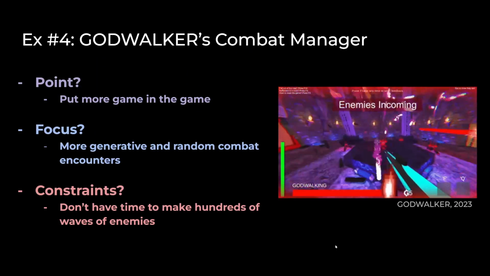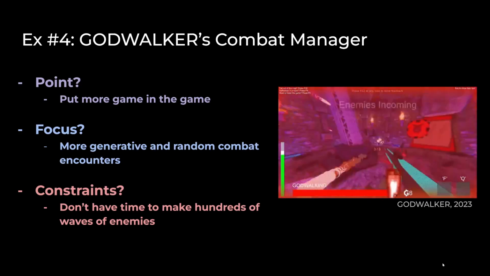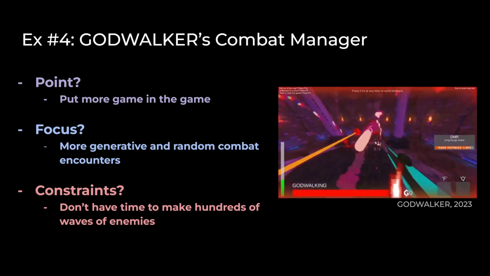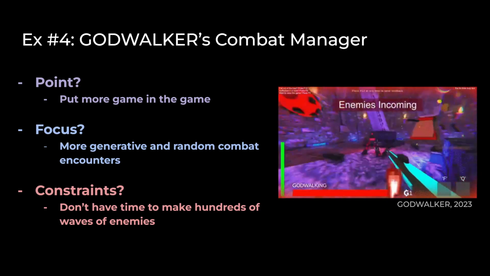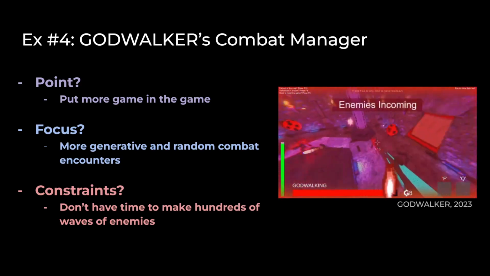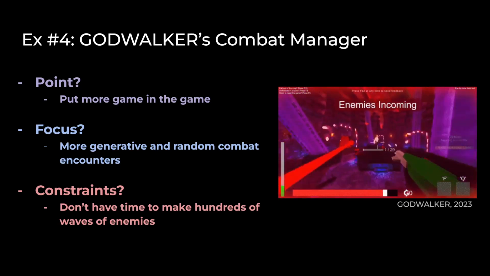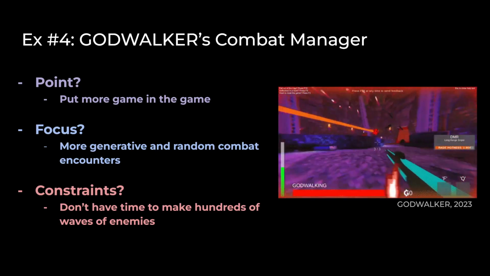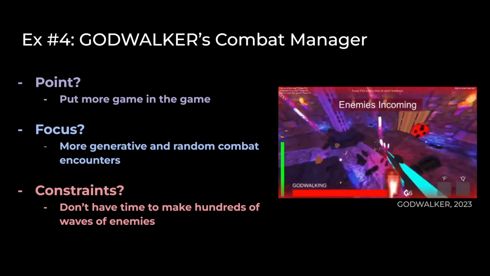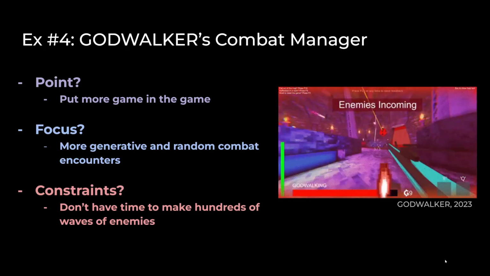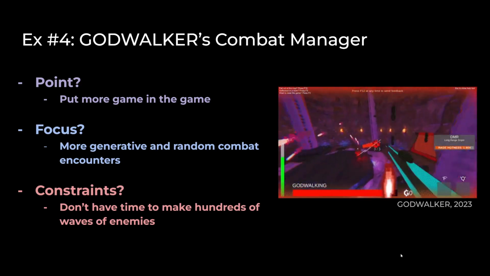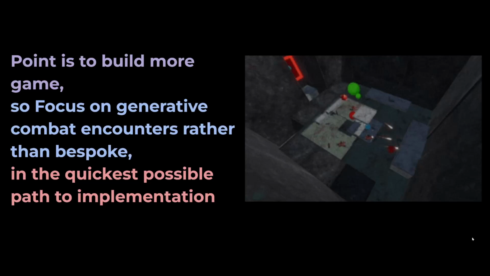So we're going to talk about, I believe this is the last example, the combat manager that I worked on, which was a thing that I built because I wanted to put more game in my game, but I didn't have time to make a bunch of combat encounters, right? I needed a way to make a lot of levels because it's a roguelike, and I needed a way to drop a bunch of enemies into those levels so that I could more comfortably build out the game. So I focused on putting more game in that game, or, making more generative random combat encounters. I just didn't have the time to add more waves of enemies.